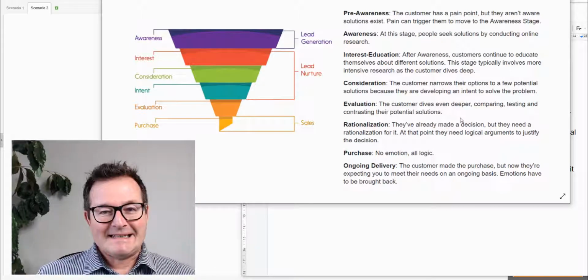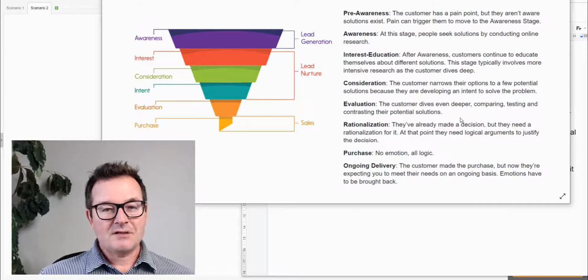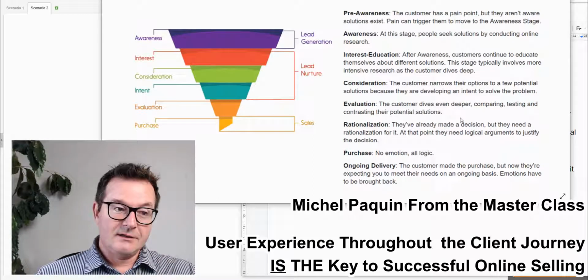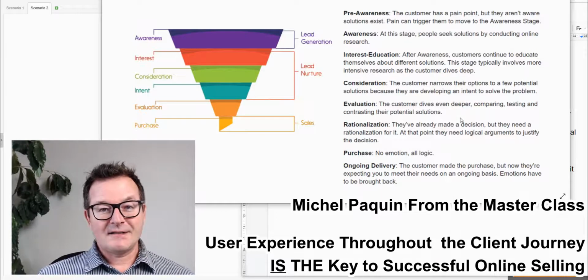Yes. I will show you now, in the second scenario, how to build an automated sales machine that helps the user experience of your customer, of the visitor, so you will make a lot of sales. So see you in a couple of seconds, and voila.